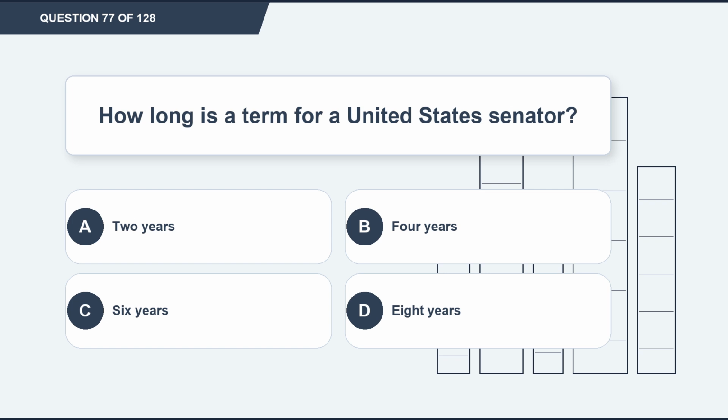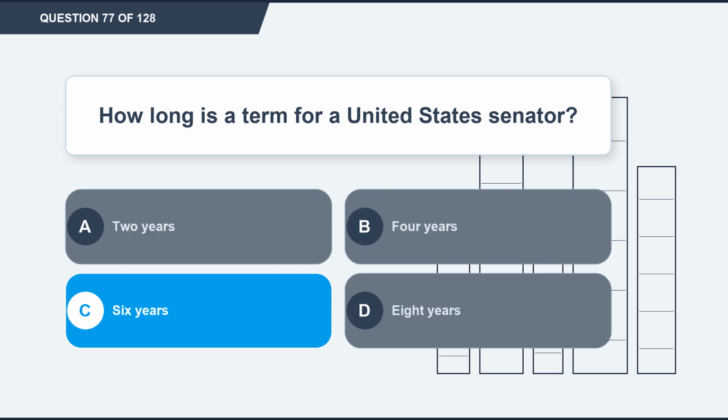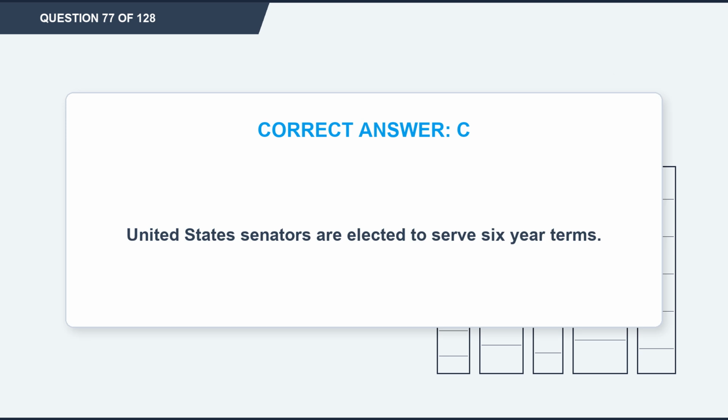Question 77. How long is a term for a United States senator? Option A, 2 years. Option B, 4 years. Option C, 6 years. Option D, 8 years. The correct answer is option C, 6 years. Explanation. United States senators are elected to serve 6-year terms.